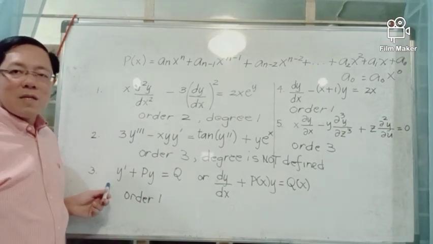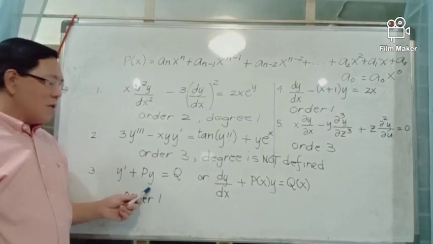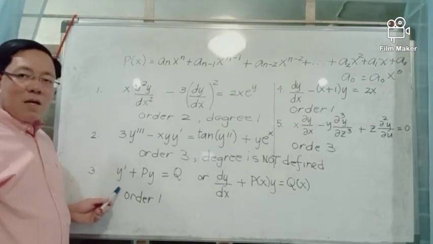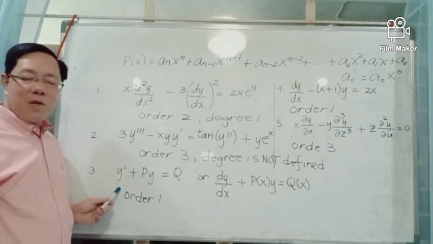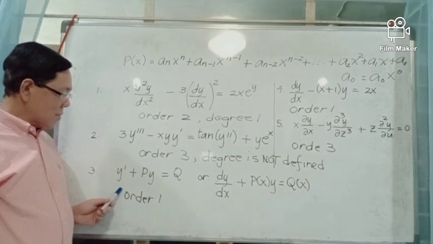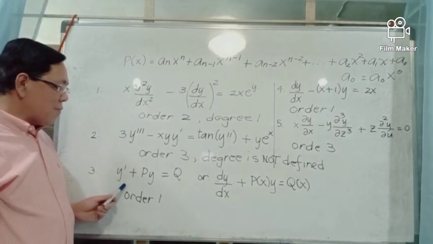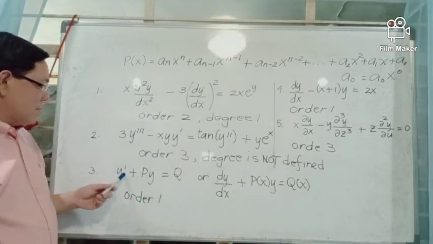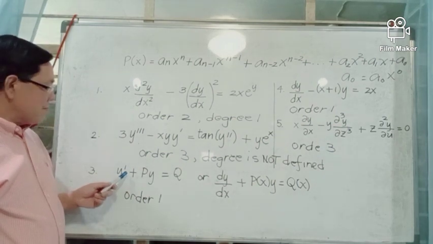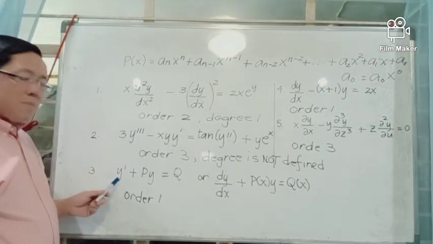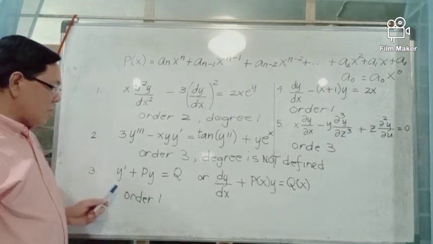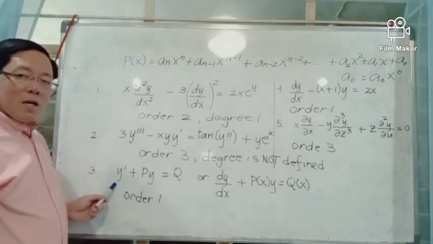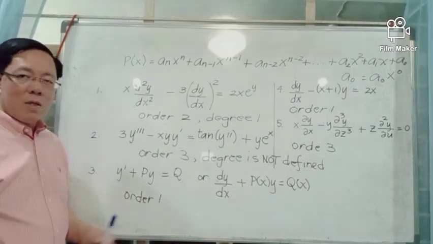Number 3 we said is the general form of a linear differential equation in y, linear in y. And we also said that this linear differential equation is a first order linear differential equation because the highest derivative that appears in the linear differential equation is 1. And the exponent of the highest derivative that appears in a linear equation is 1. So this ordinary linear differential equation of order 1 has degree 1.